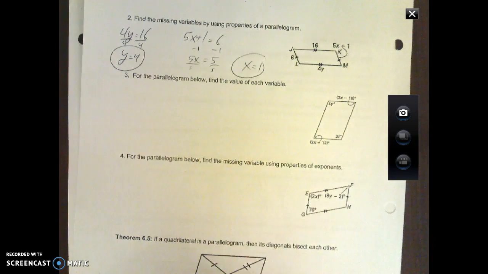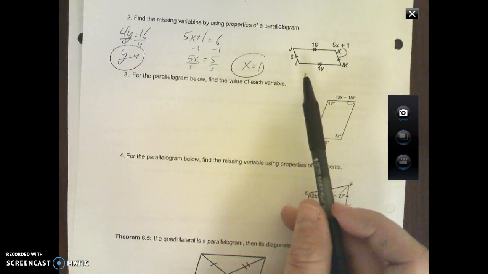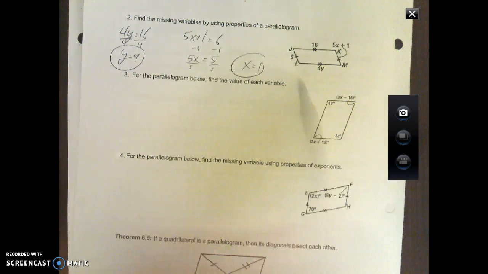Awesome. I wonder if every single parallelogram has that song stuck in their head. I don't know. The things I wonder.